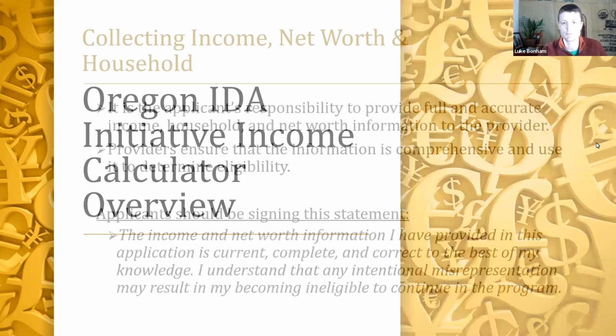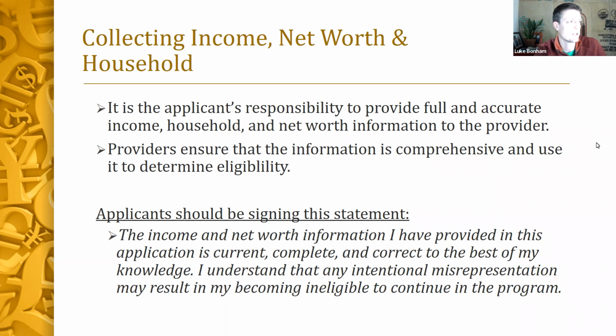So in calculating this information, we want to start by saying that first of all, it's the applicant's responsibility to provide full and accurate information to the provider. You will ensure that the information is comprehensive for the entire household to determine eligibility. Applicants all sign a certification statement that you see on this screen. And in the end, it's the applicant's responsibility to be truthful and your responsibility to get comprehensive information. This will often take trust and collaboration, and getting all this documentation can be challenging and time-consuming for both sides.